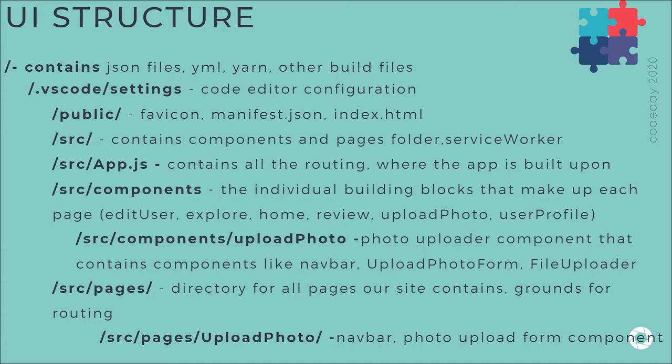So for example, here we have our upload photo directory under components, and it basically has components like our nav bar, our photo form, as well as a file uploader component. Our pages is basically a directory for all of the pages that we could possibly have in our site. And this also creates our grounds for our routing in app.js. So for example, here we have an upload photo page, which is basically made up of all of the components like a nav bar and a photo upload form, all of those components stitched together.